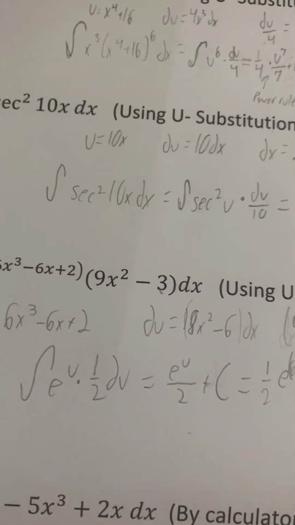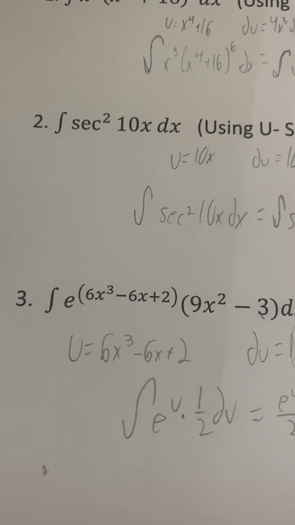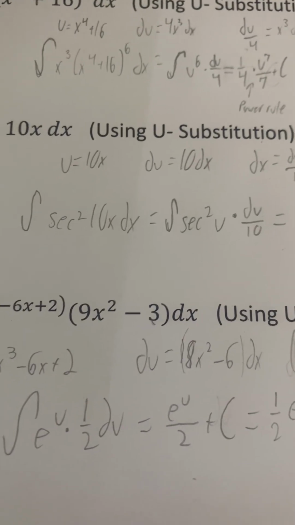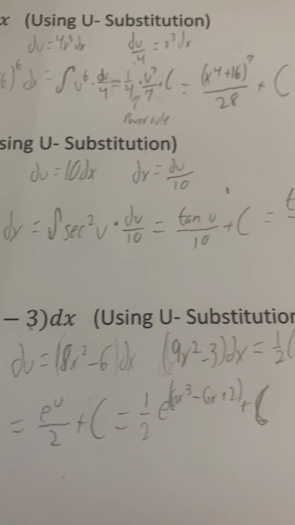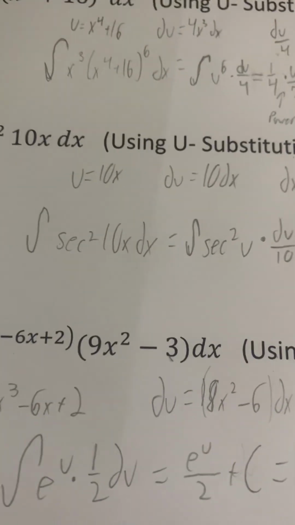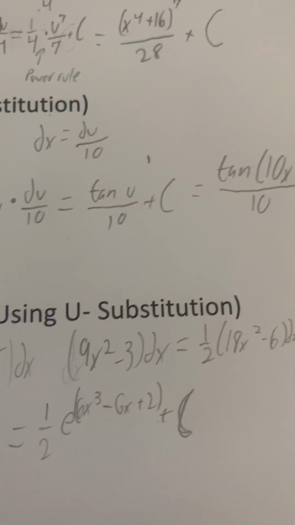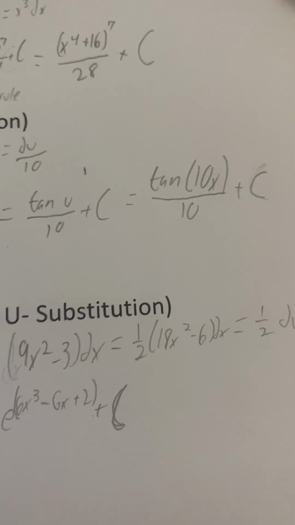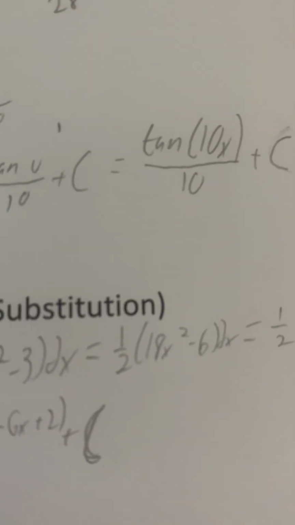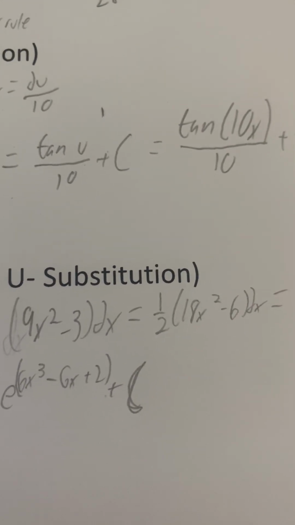Then this last one right here, u is equal to 6x cubed minus 6x plus 2. Our derivative of that value is 18x squared minus 6 times dx. And then, 9x squared minus 3 times dx is equal to 1/2 of 18x squared minus 6 dx, just because as you distribute that 1/2, that'll give you 9x squared minus 3, which is that. So those two are the same.